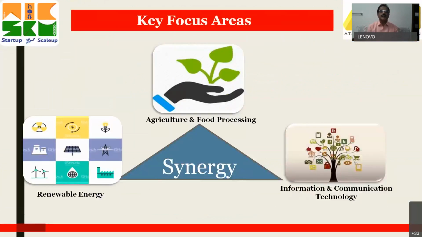And the key focus areas could be, so for AIC SKU, we have selected 3: renewable energy, agriculture and food processing, and information and communication technology. We have a good set of startups in these domains. And our main aim is, in agriculture and food processing, getting technological or ICT interventions into energy and agriculture, and we can have a number of startups. Those are the key areas.